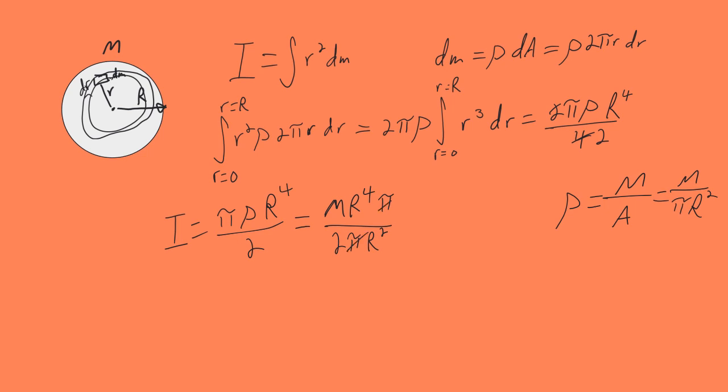Well, our pi's cancel. And the radius at the bottom cancels fully, and we're left with 2 on top. So, finishing this out, we have 1/2 the total mass multiplied by the total radius squared. And so this is how you integrate for a disk.